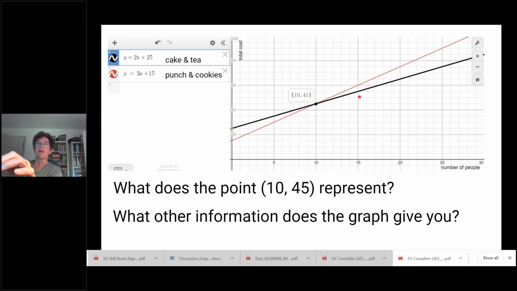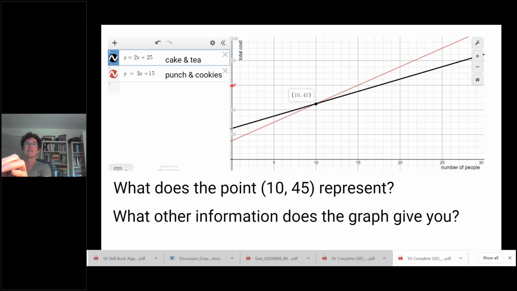Now, what else can I see from here? What if I told you that I had $60 to spend? That was my total amount that I could spend. How many people could I invite for cake and tea?